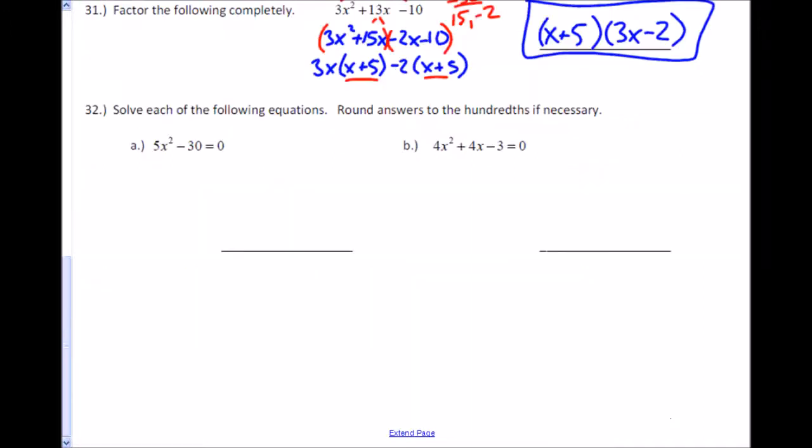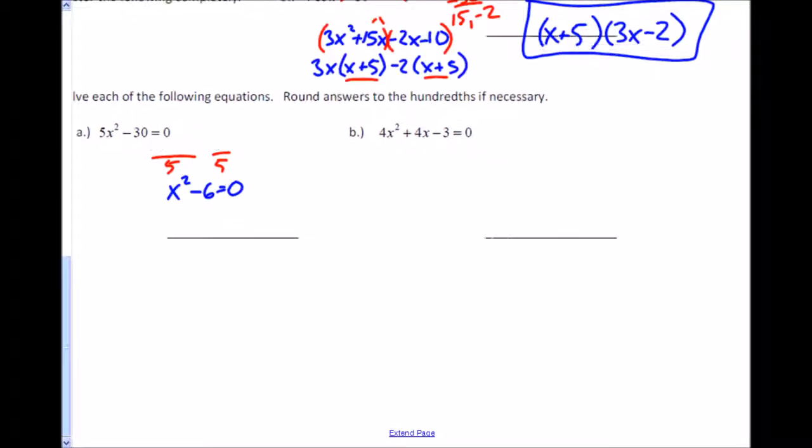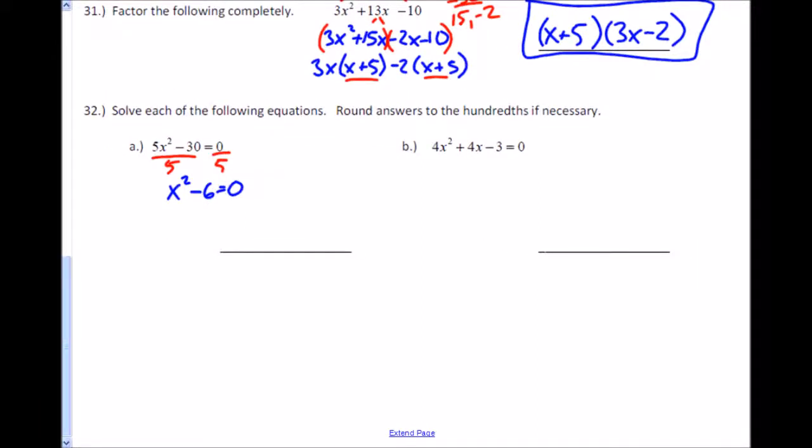Number 32, it asks us to solve each, round to the nearest hundredth if necessary. If we look at the first one, the first thing I always try to do is factoring. So this one I can factor out a 5. Or in this case, since we have an equation, I can divide by the 5. And if I divide each side by 5, I end up with x squared minus 6 equals 0. And now from here, I've got a couple options. I can either keep trying factoring, which is not going to work for this one.